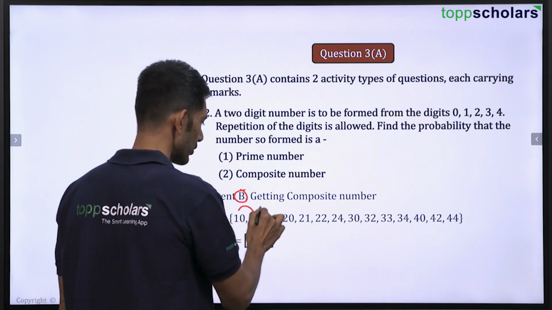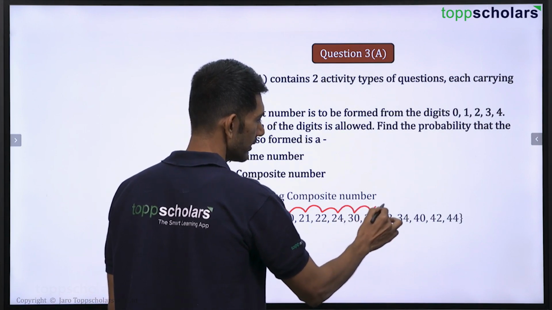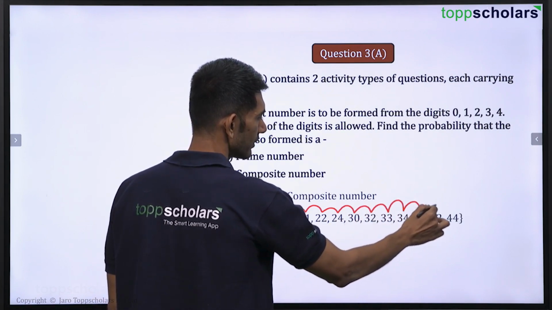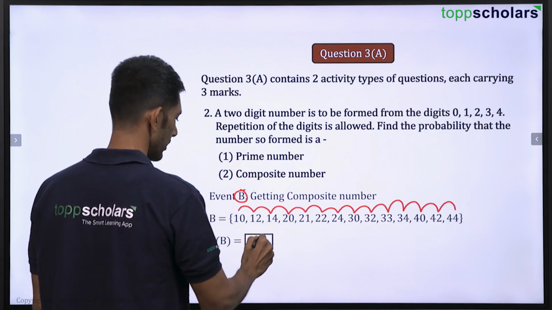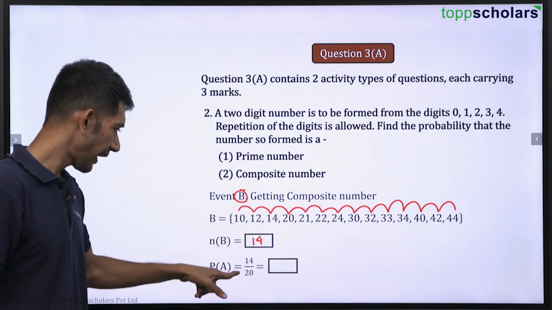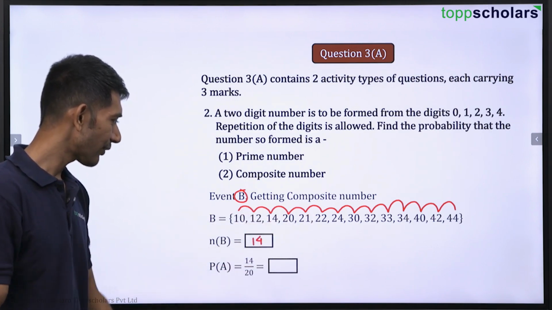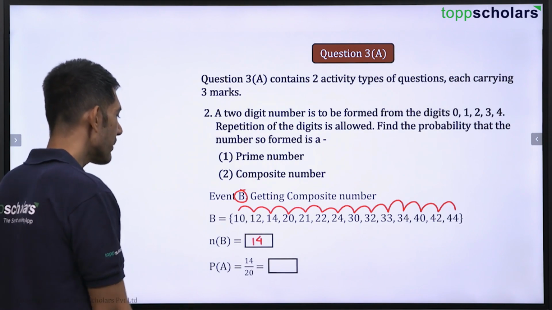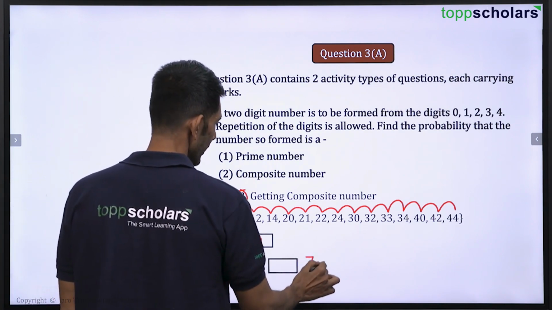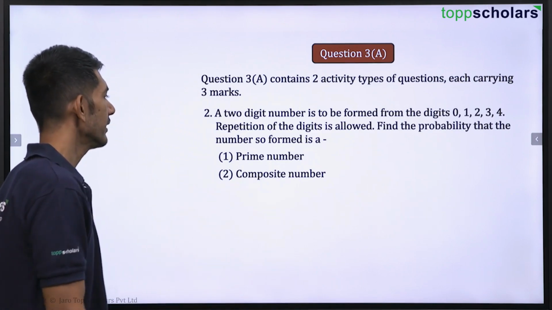So 1, 2, 3, 4, 5, 6, 7, 8, 9, 10, 11, 12, 13, 14. Write down 14. Even if you don't count this and see this step, you can easily see that these are 14. So 14 divided by 20, you divide by 2, you get 7. You divide by 2, you get 10. 7 by 10 is the final answer.